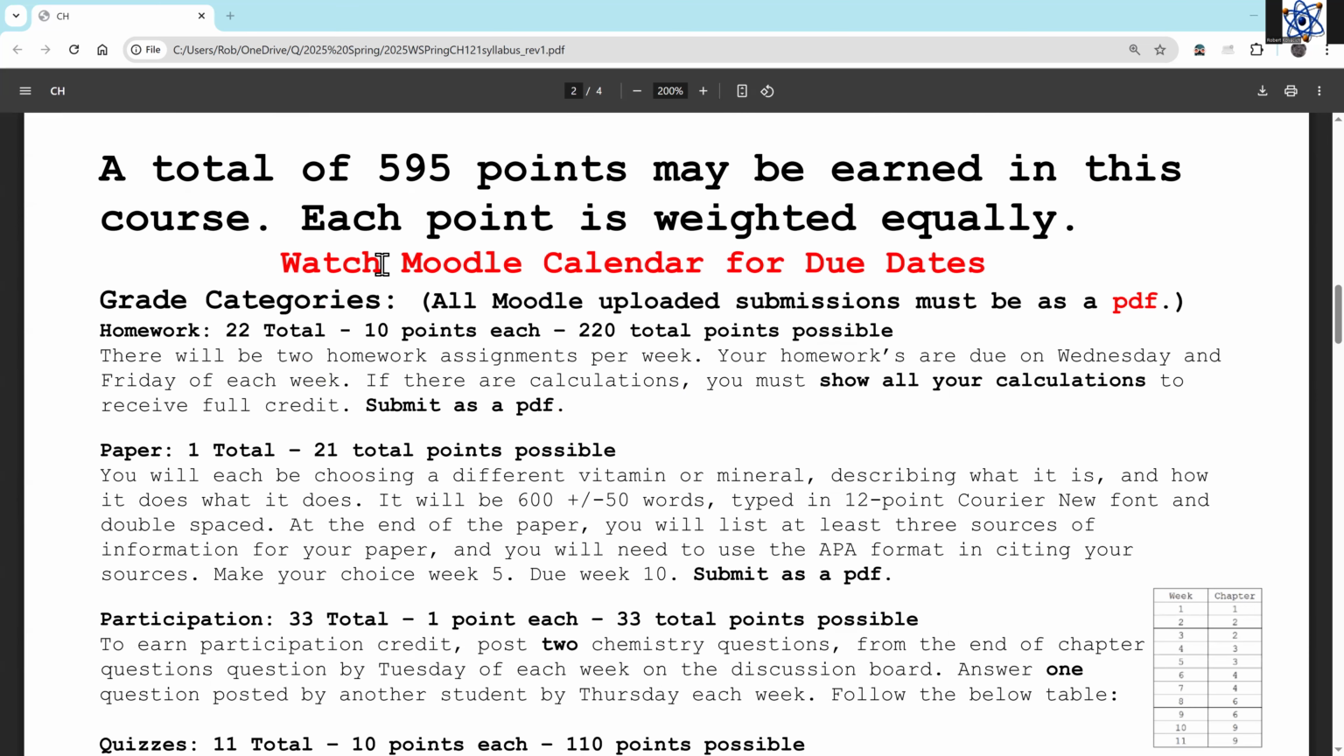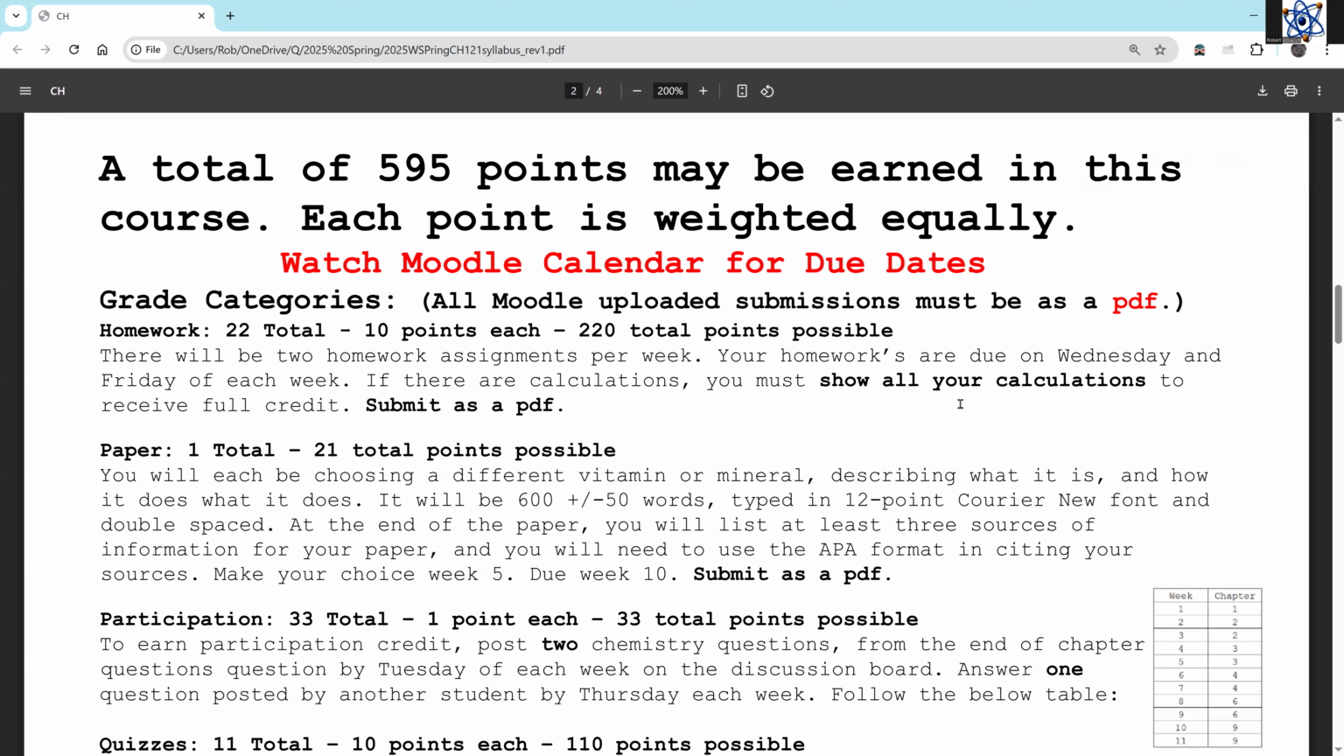The Moodle calendar actually has all of the due dates. So you can just hover over the calendar in Moodle and it'll show you everything that's due, when it's due. Everything is going to need to be submitted as a PDF. That's for a formatting issue. If you don't have the ability to create a PDF, you probably do and just don't realize it. And we can set up a little Zoom interview and I can show you exactly how to take care of that.